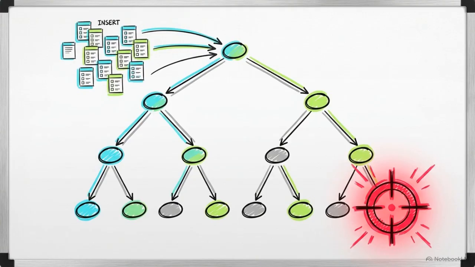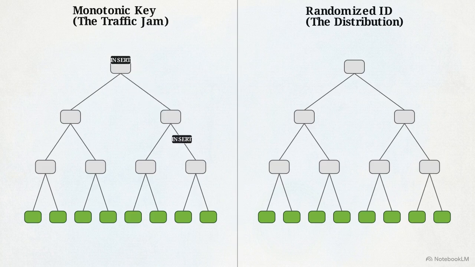Because timestamps only ever go up, every single new record is routed to the exact same page on the far right edge of the tree. If thousands of users are saving orders at once, you get a traffic jam. All those writes are piling up at the exact same location, forcing the database to lock the page and make everyone wait in line.